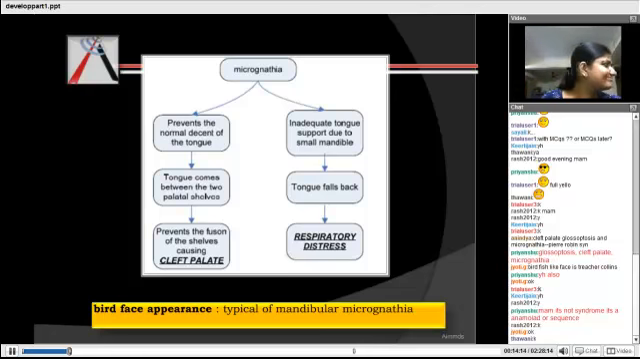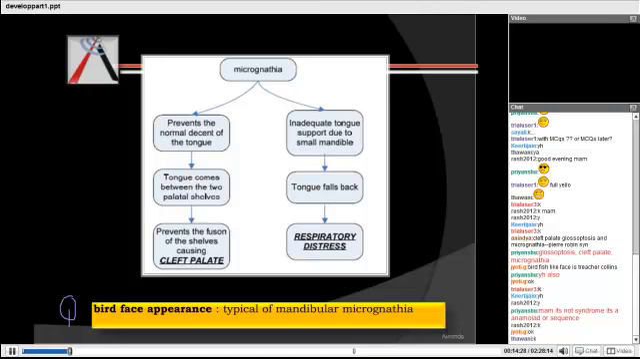Now the bird face appearance, which is typical of mandibular micrognathia, is a very important MCQ. Just recollect and give a brief brush up of the topic, and just excuse me for 2 minutes please, I'll get back to you.